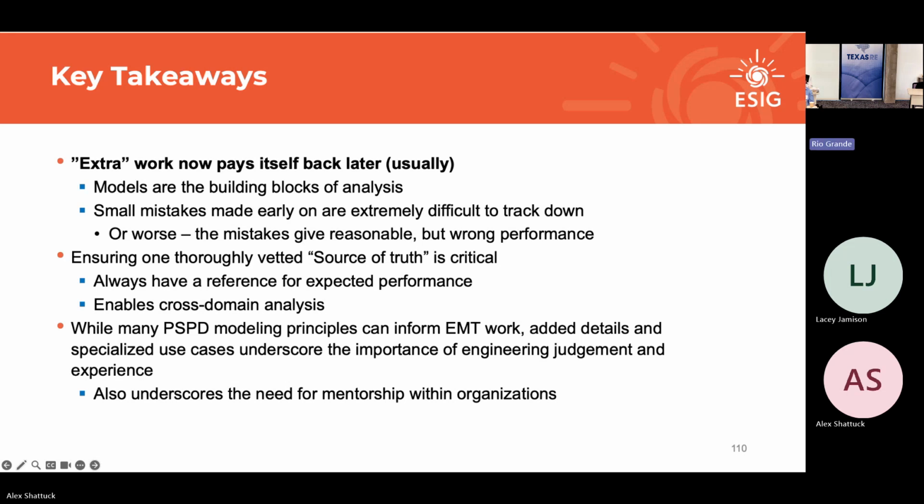So while a lot of the PSPD modeling principles can inform the EMT work, all the extra details make it more difficult as we go through here. And we are really underscoring the importance of engineering judgment, which we'll get into a lot tomorrow and Wednesday. But today was mostly context and engineering judgment, the soft side of it, to inform the rest of the EMT work, because we want to avoid falling into a hole of just being an EMT studies expert who doesn't know how their work fits in to everyone else.